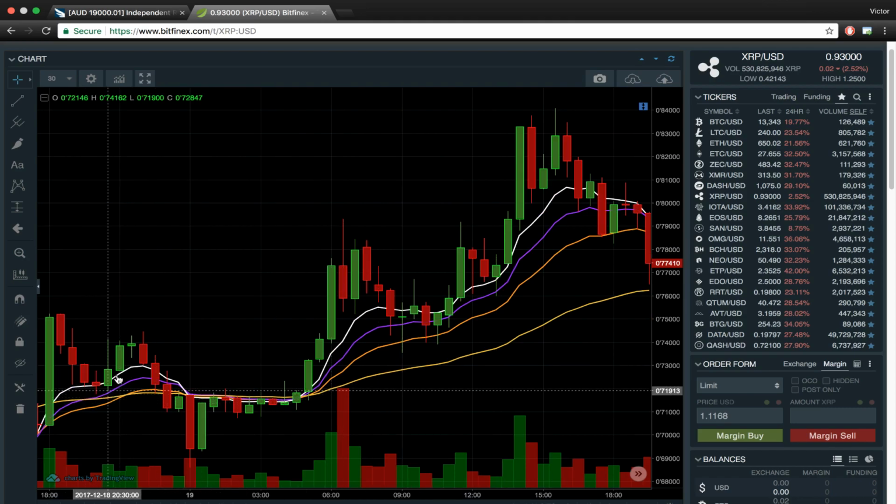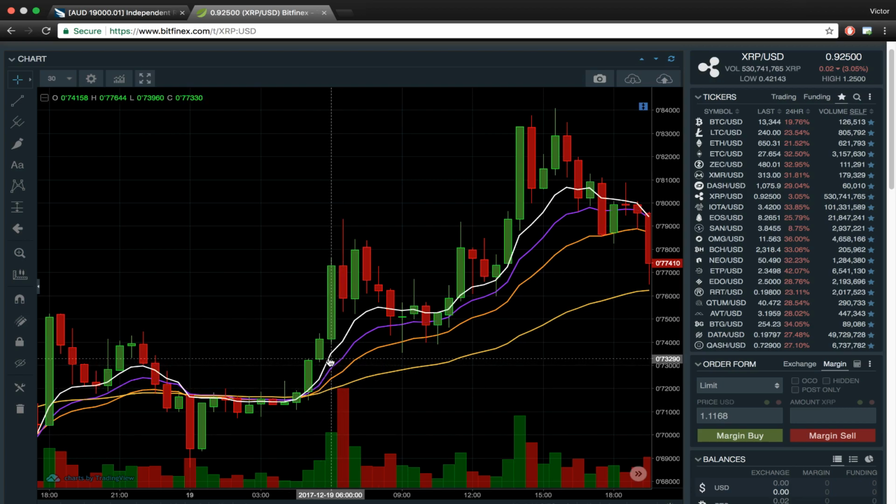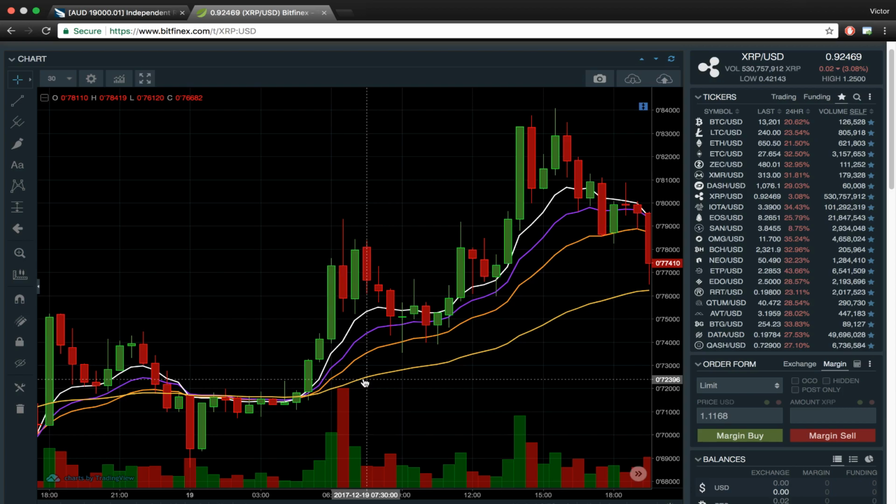Here, what you're looking for is a spread in your 4 lines. That means the averages between them are spreading. When the white is on the top, it means the market's going up. When you've got your yellow, your 55, that's your base, that's your support line. That means price action is still going up, so this is like a bullish trend.